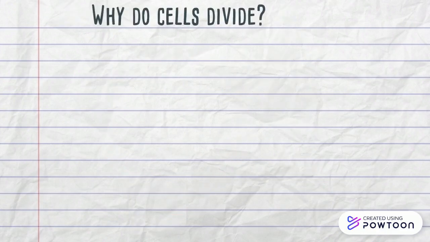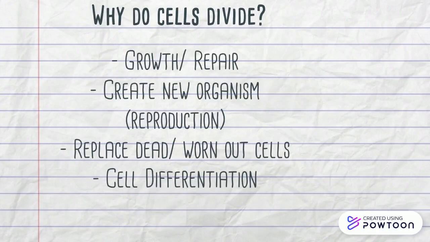You may be wondering why cells divide. There are multiple reasons why they divide. First, for it to grow or repair. Secondly, to create a new organism, to replace dead or worn out cells, and cell differentiation.